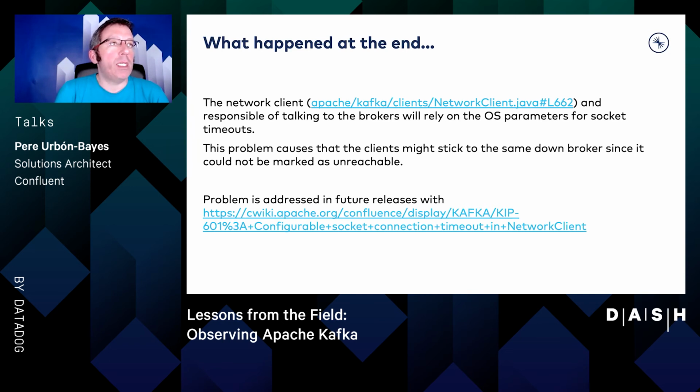You need to do the TCP SYN timeout and the TCP SYN retries because usually they are very big. This, by the way, is going to be fixed in the next release of Kafka with KIP-601, where the network client on the client side will be able to have specific timeouts and avoid using the global ones. So if your clients are not reaching your brokers and you are in one of these scenarios, always think about the network.